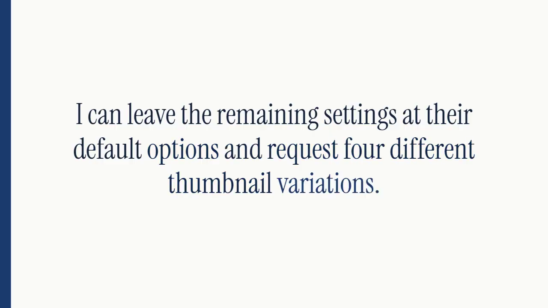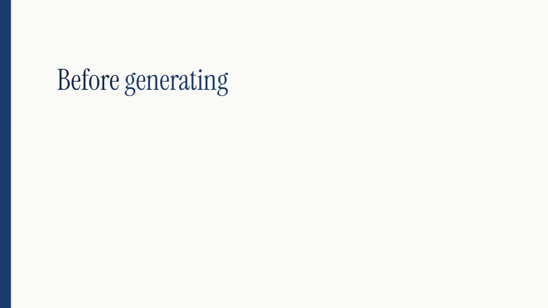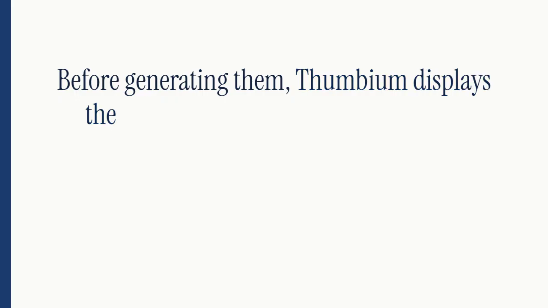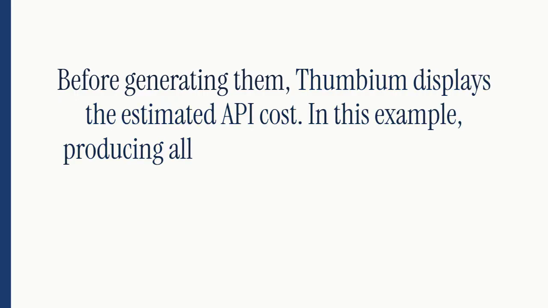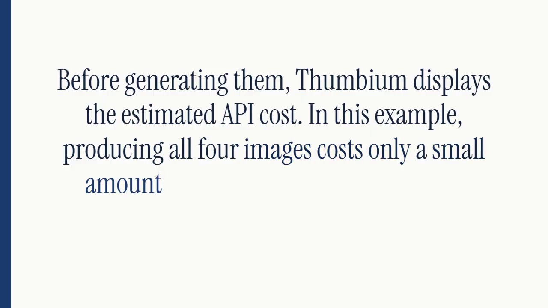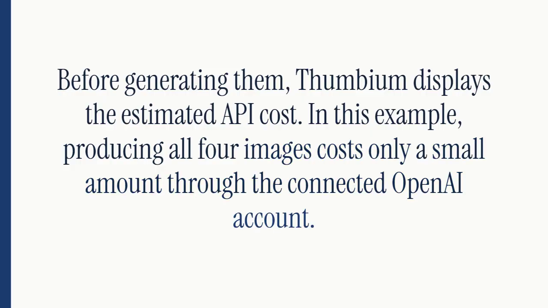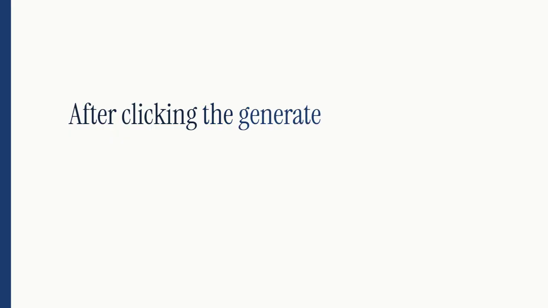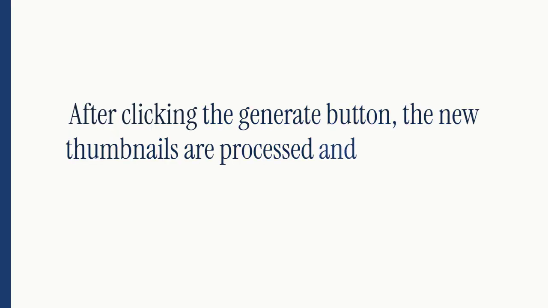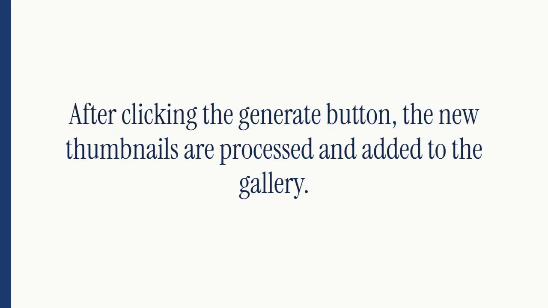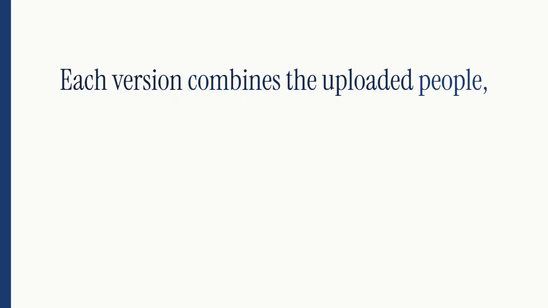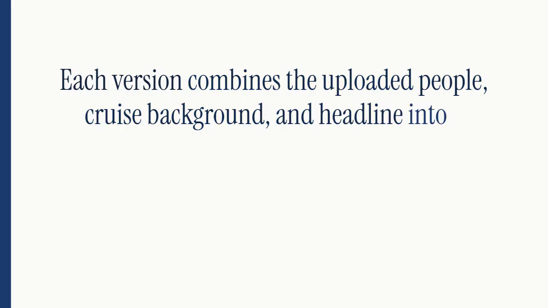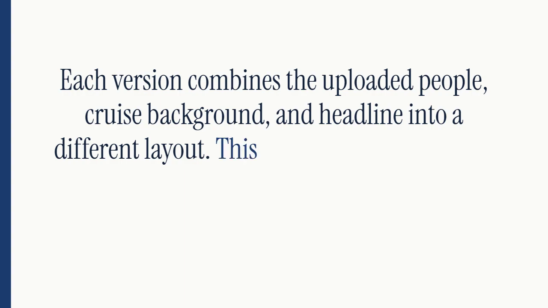Before generating them, Thumbium displays the estimated API cost. In this example, producing all 4 images costs only a small amount through the connected OpenAI account. After clicking the Generate button, the new thumbnails are processed and added to the gallery. Each version combines the uploaded people, cruise background, and headline into a different layout. This gives me several designs to compare instead of relying on a single result.